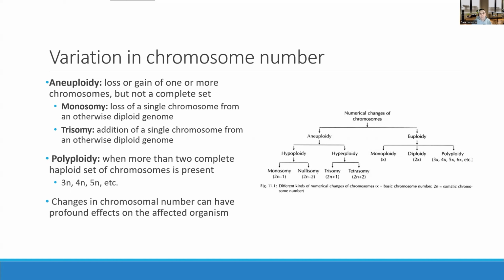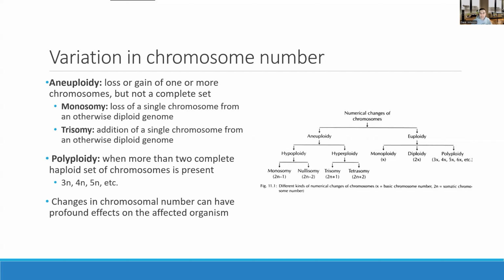So perhaps the most well-known example in humans would be trisomy 21. Those are individuals who have Down syndrome. So they have 3 copies of chromosome number 21. It's not a complete set of chromosomes. It's just that they have 46 plus 1, right? And in my previous videos, I discussed how we annotate that when we do a karyotype.